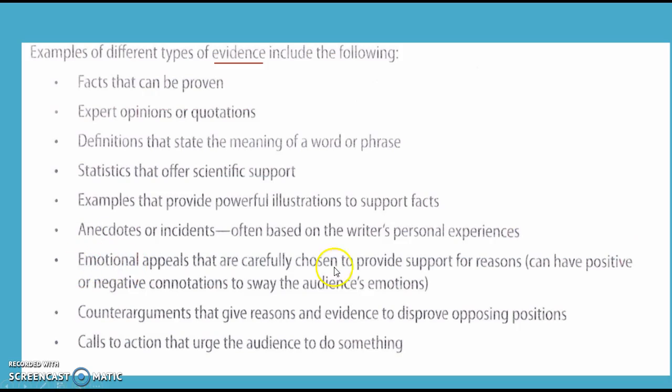Use those emotional appeals. They have to be carefully chosen, but you want to get a reaction from your reader, either positive or negative, but you want a reaction, so don't be afraid to appeal to the emotions of the reader. You can give some counter arguments that give reasons to disprove opposing positions, and we'll talk about that in a few minutes as well. And you can use that call to action, right? Urging your audience to do something. So these are all types of evidence that you can use. If you're struggling to come up with reasons or evidence, think about this list and try to pull something from it.